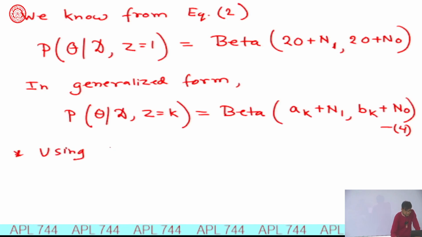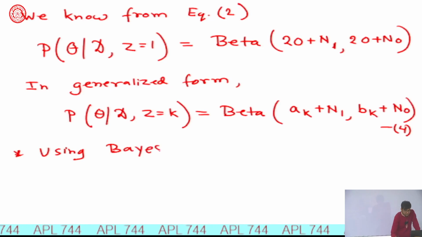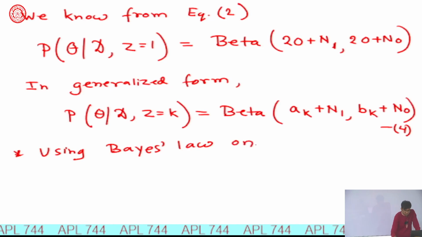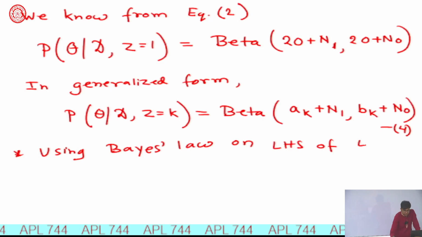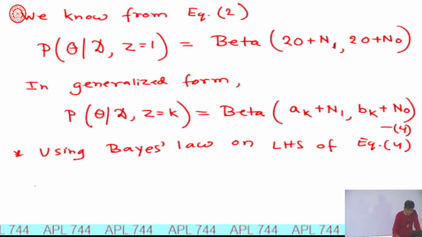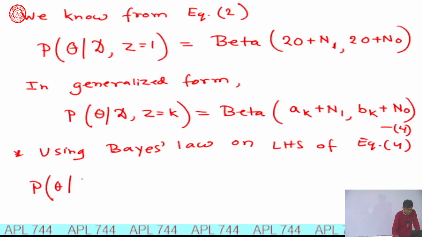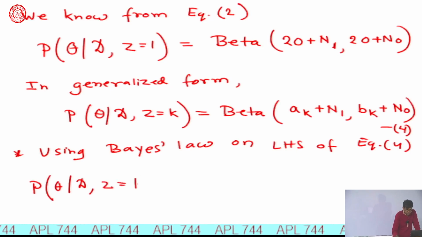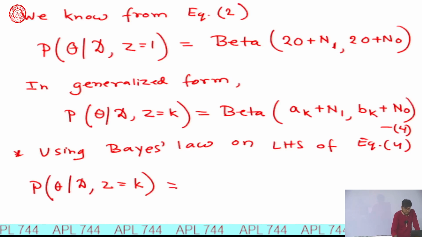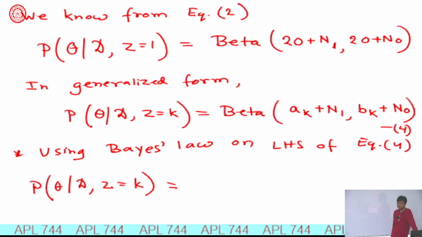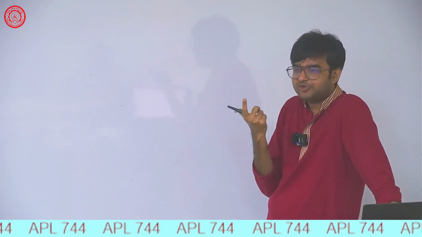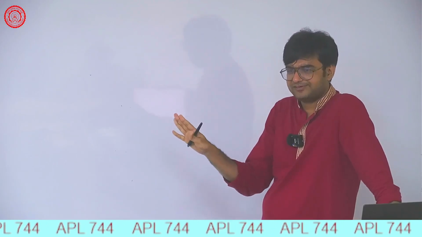Using Bayes' law on LHS of equation 4. Probability theta given d comma z equal to k will be equal to, what will be there at the numerator? I am using Bayes' law. So, this is my posterior in some sense. Okay. So, what will be the first term? So, assume z equal to k is not there, just assume that. Then what would be the first term? Probability of theta, the prior. Now, z equal to k is there, so it will be theta given z equal to k.